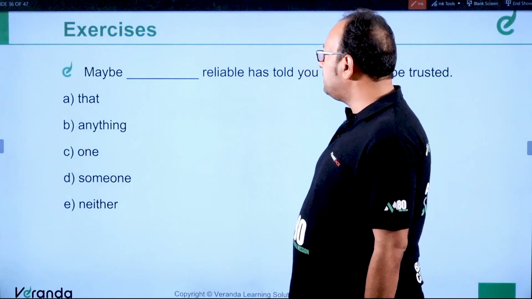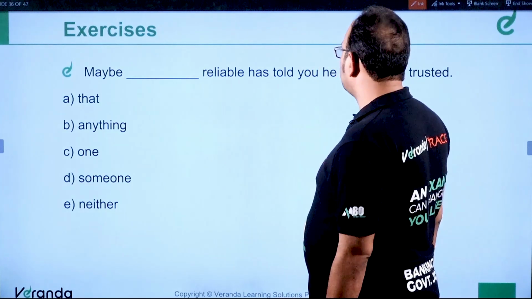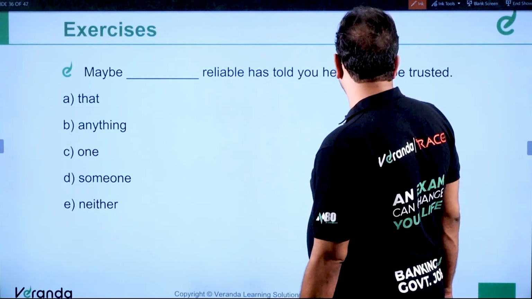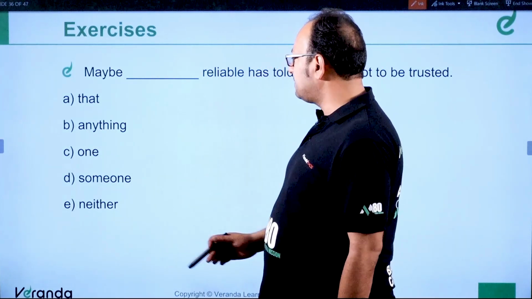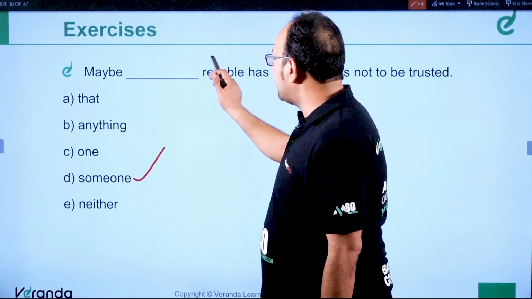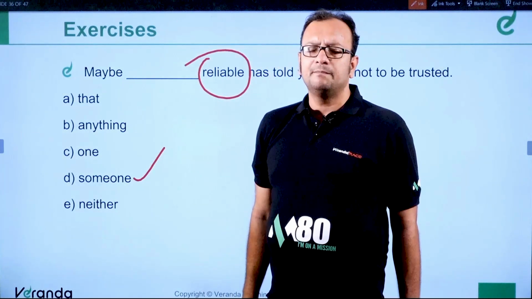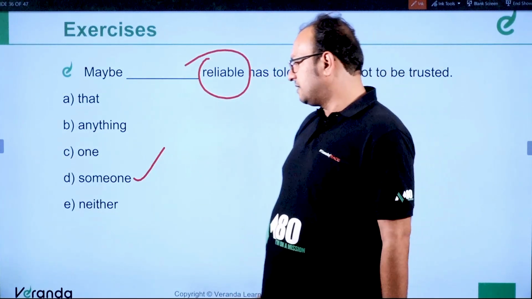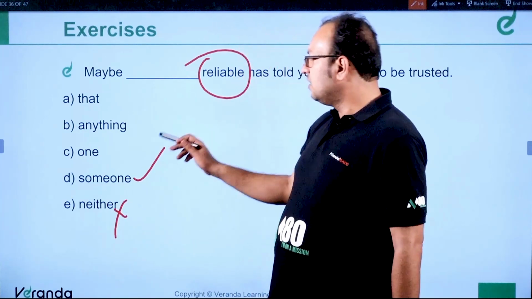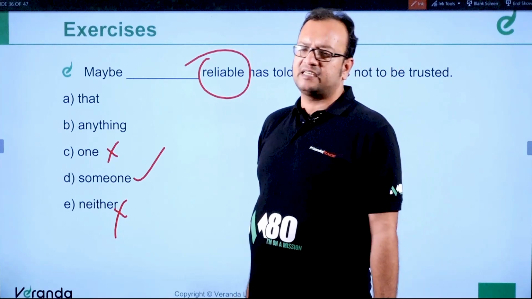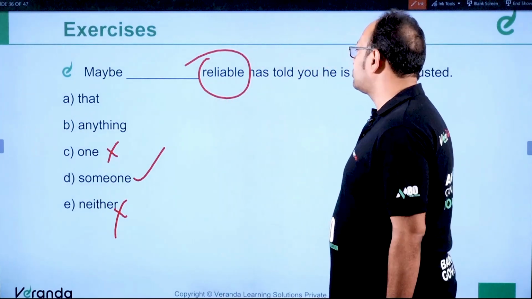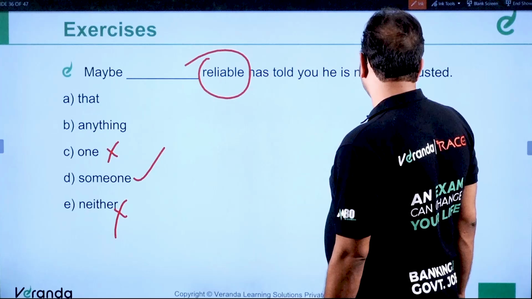Next question. Maybe dash reliable has told you he is not to be trusted. Maybe anything reliable, someone reliable, because reliable can be people only, right? People can be reliable, things cannot be reliable. Neither is used for two people. One reliable doesn't mean anything, so someone reliable. This will be the correct answer. Maybe someone reliable has told you he is not to be trusted.